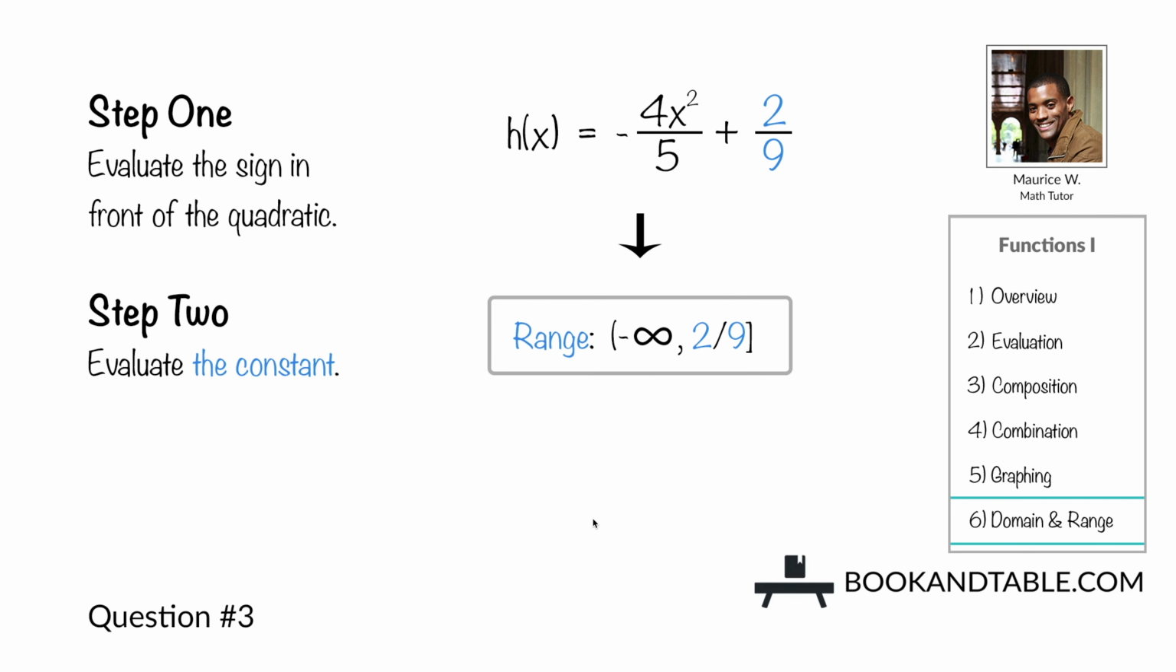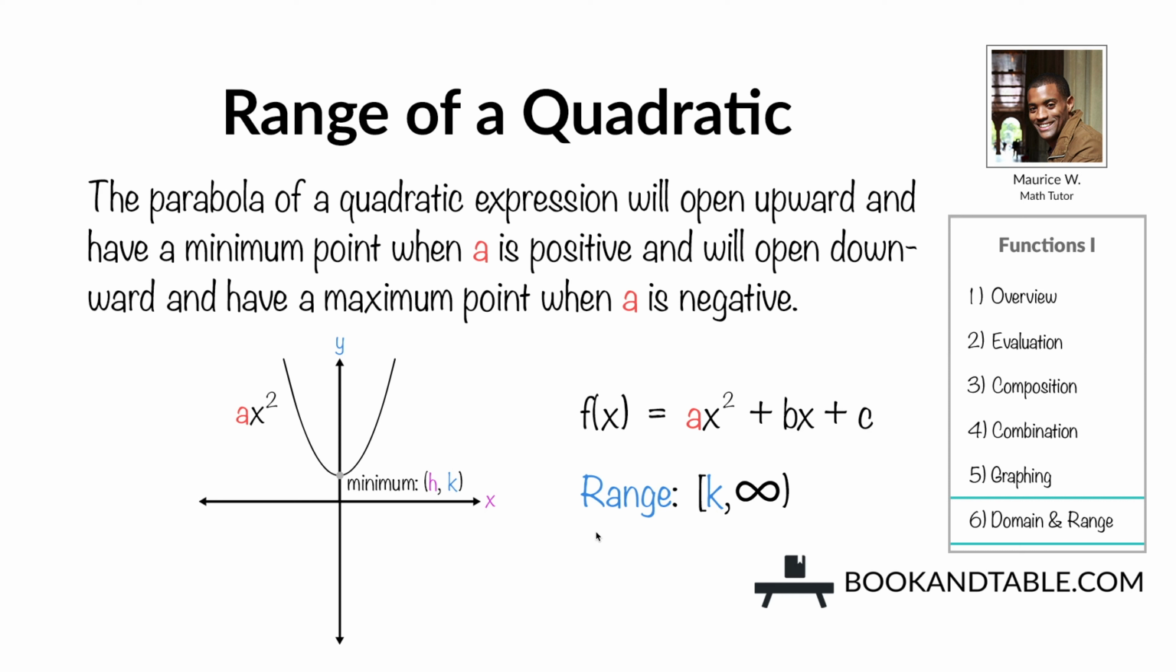So that is how you go about finding the range of a function that is a quadratic that has 1 or 2 terms. Let's now wrap up the chapter by discussing how we find the range of a quadratic that is a trinomial. The parabola of a quadratic expression will open upward and have a minimum point when a, or the coefficient in front of the quadratic term, is positive, and will open downward and have a maximum point when a is negative. So we have our curve, and when a quadratic has a positive coefficient, we know that it opens upward towards positive infinity of the range, and then has a minimum point.